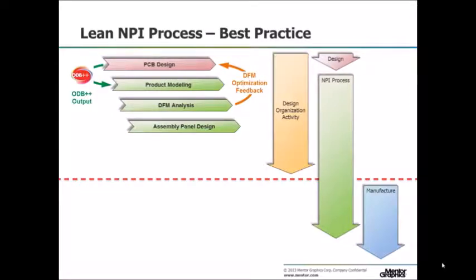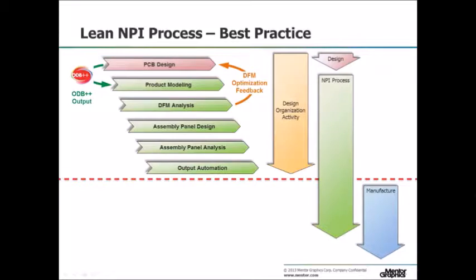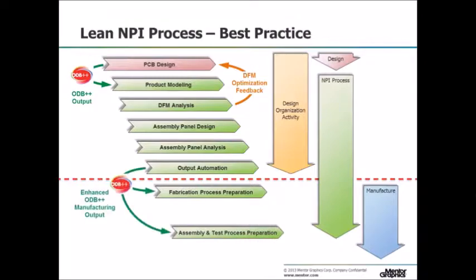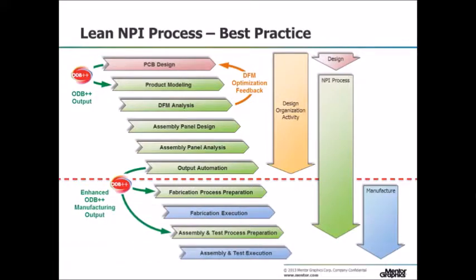We can then design our assembly panel and verify that the assembly panel does not have any DFM problems associated with it. Next, we can use automated methods to output our final manufacturing data for fabrication and for assembly and test. We hand off that data to the manufacturers for their process preparation stages, and they both use the enhanced ODB++ manufacturing output that we've generated. Finally, the fabrication execution and the assembly and test execution can be performed.